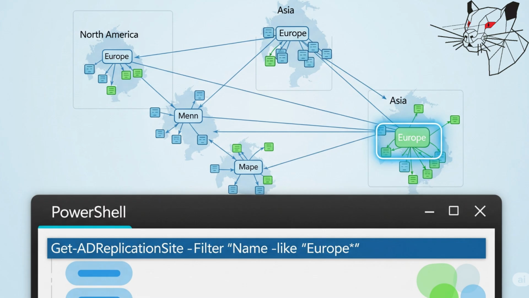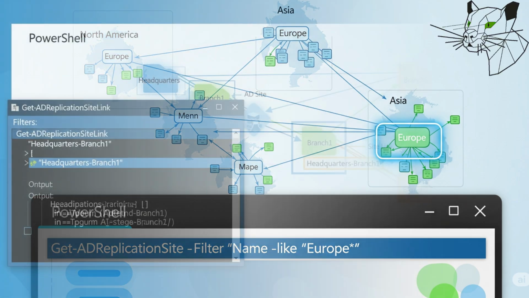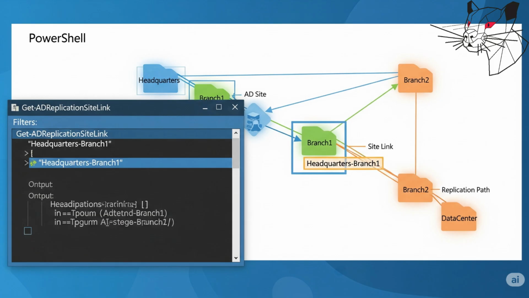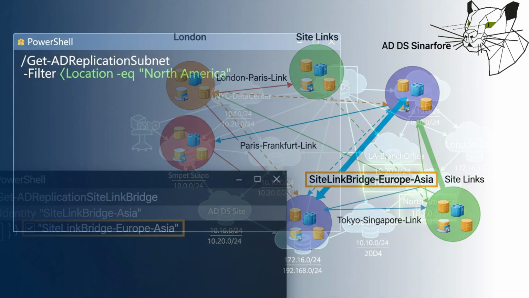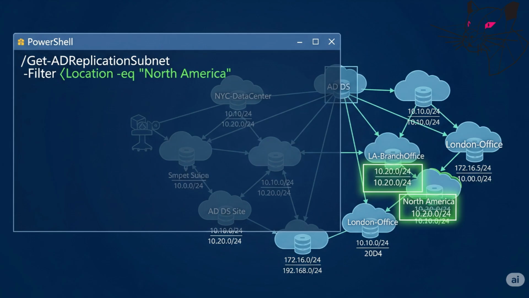Get-ADReplicationSite provides a specific AD DS replication site or a set of replication site objects based on a specified filter. Get-ADReplicationSiteLink provides a specific Active Directory site link or a set of site links based on a specified filter. Get-ADReplicationSiteLinkBridge provides a specific Active Directory site link bridge or a set of site link bridge objects based on a specified filter. Get-ADReplicationSubnet provides an Active Directory subnet or a set of Active Directory subnets based on a specified filter.